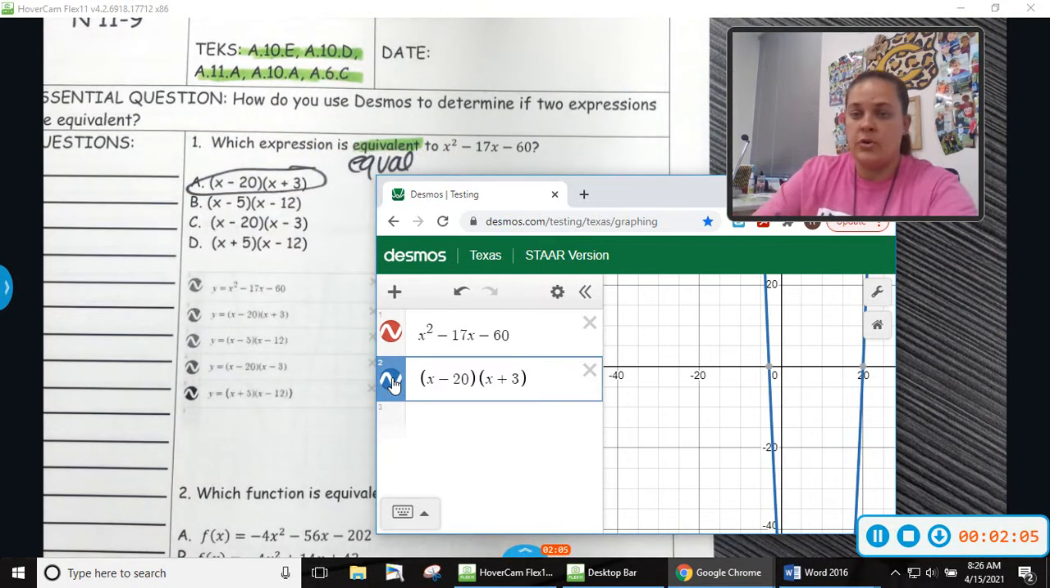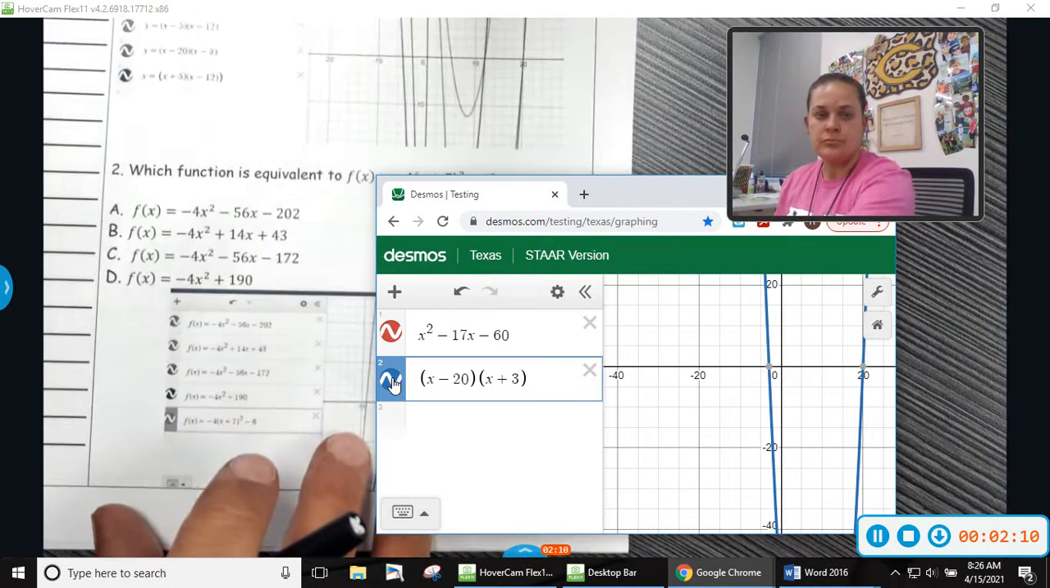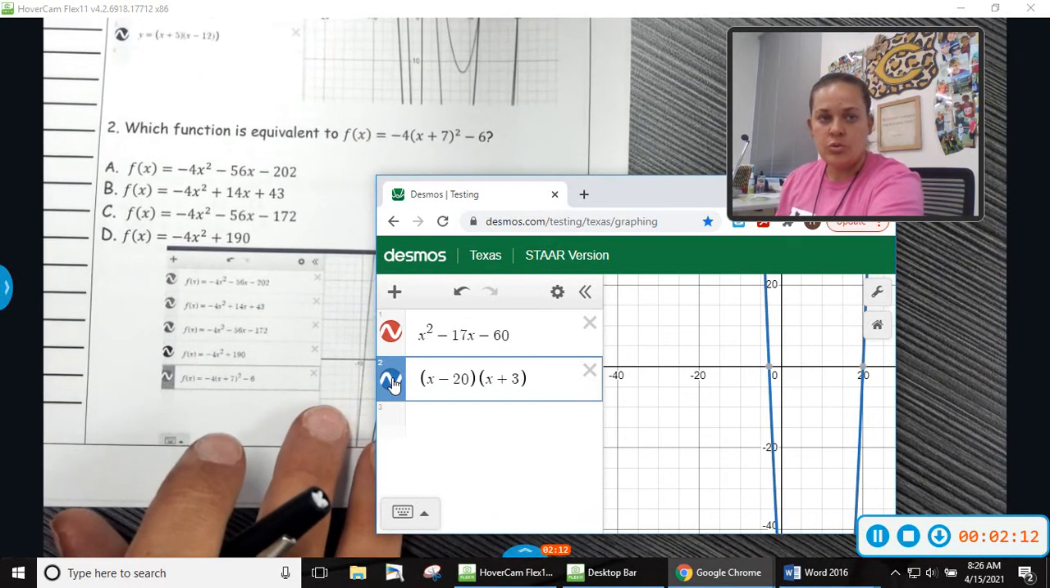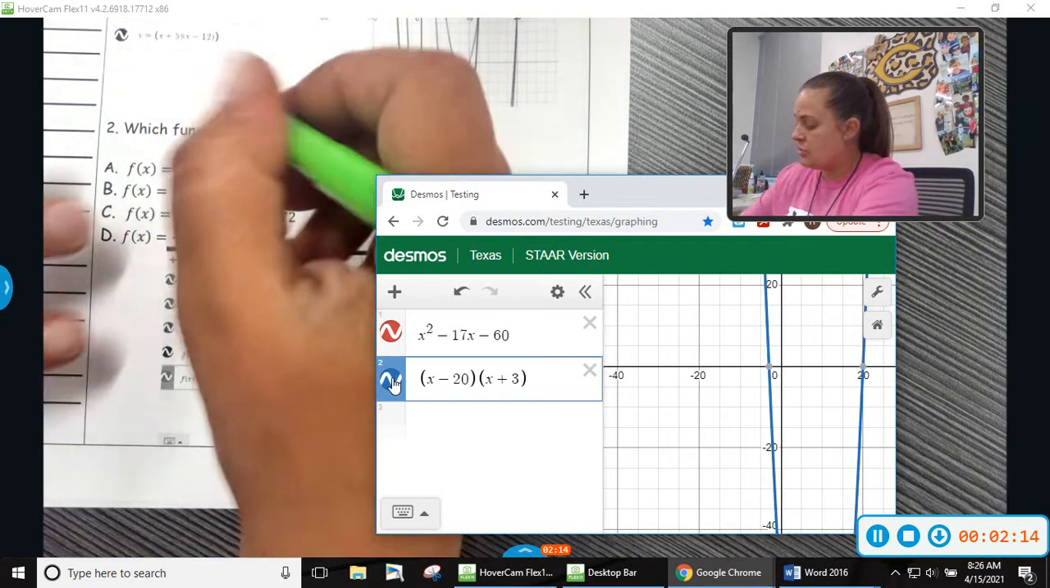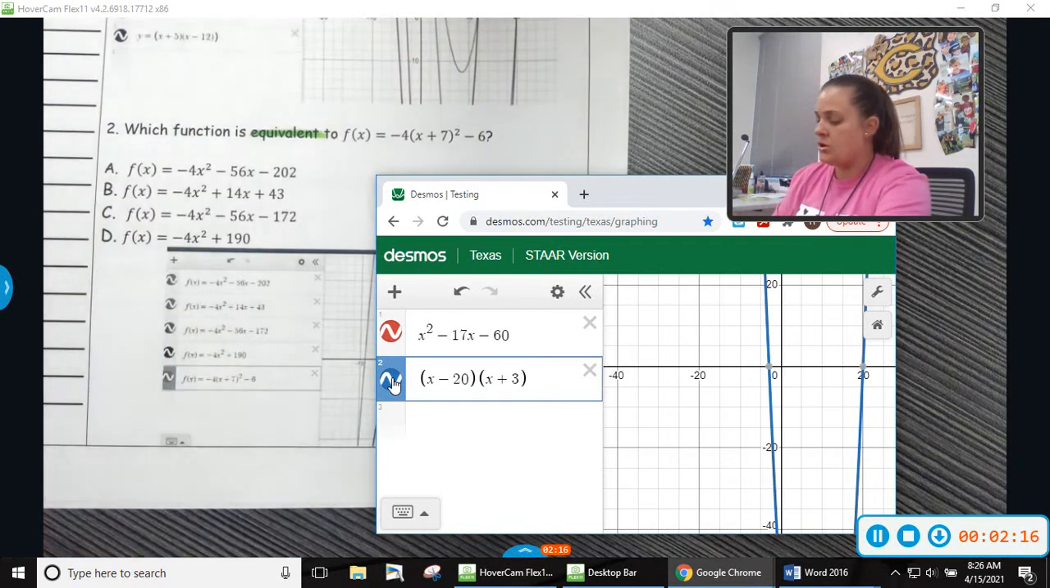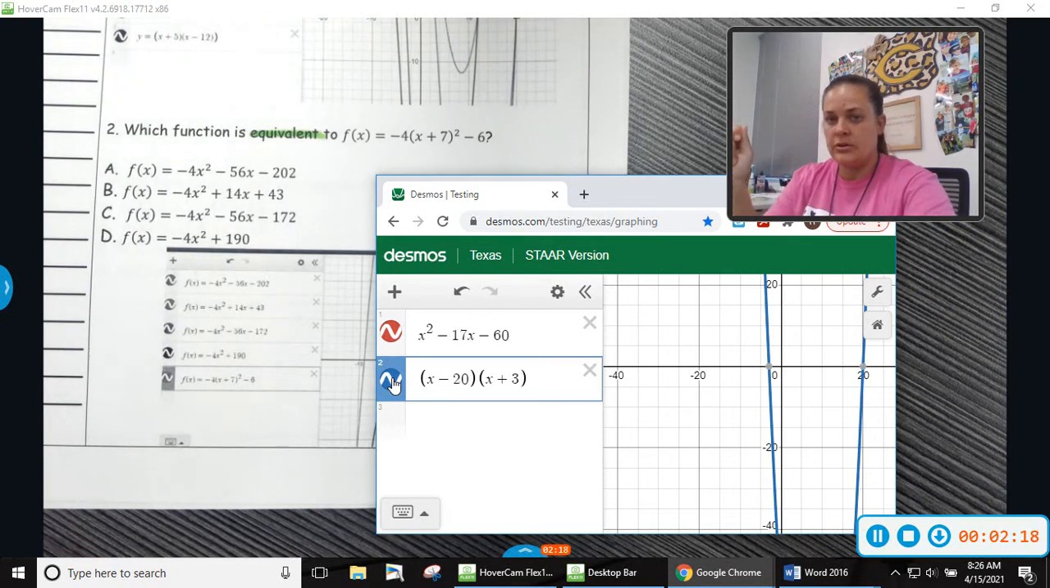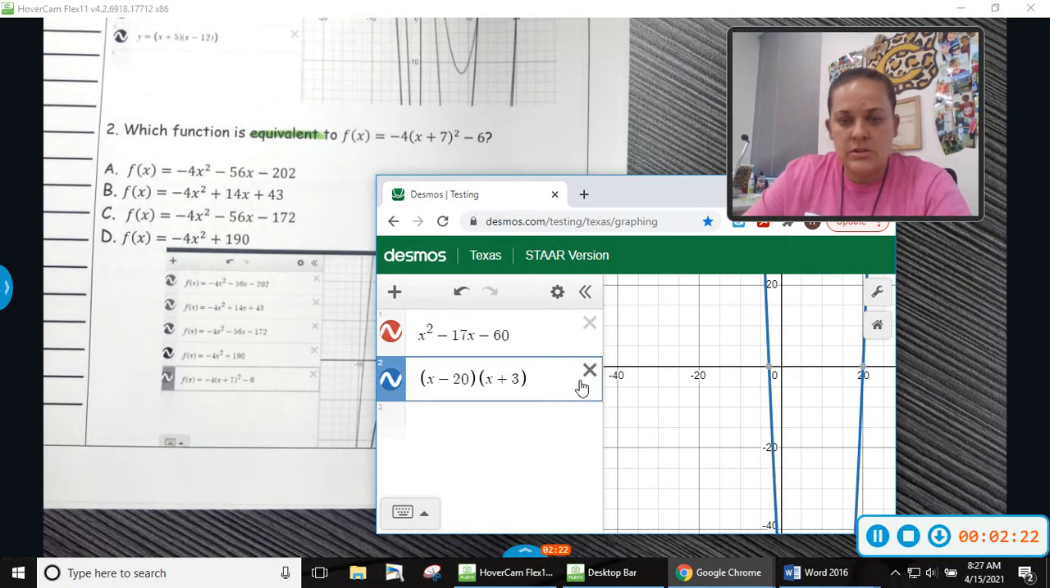So no math involved, which is good. We've got to get these easy questions correct. Next one says, which function is equivalent to, again, that's your key word on your EOC test. Make sure you're using your highlighter tool and highlighting that. Which one is equivalent to this equation?